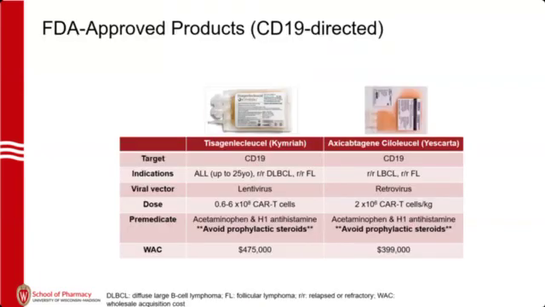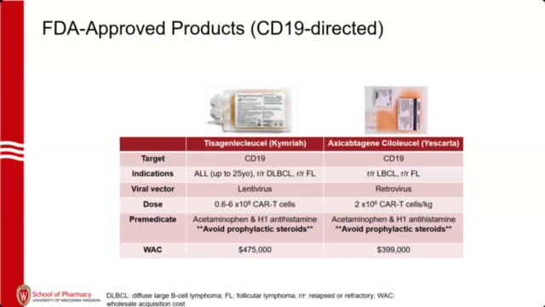We currently have 6 FDA-approved products. The first 4 are all targeting the same receptor, CD19. All of them are in some various combination associated with diffuse large B-cell lymphoma, follicular lymphoma, or ALL. They all use different viral vectors to make them happen, like a lentivirus or a retrovirus, as you can see on this slide. The doses of the cells are on the same relative spectrum.